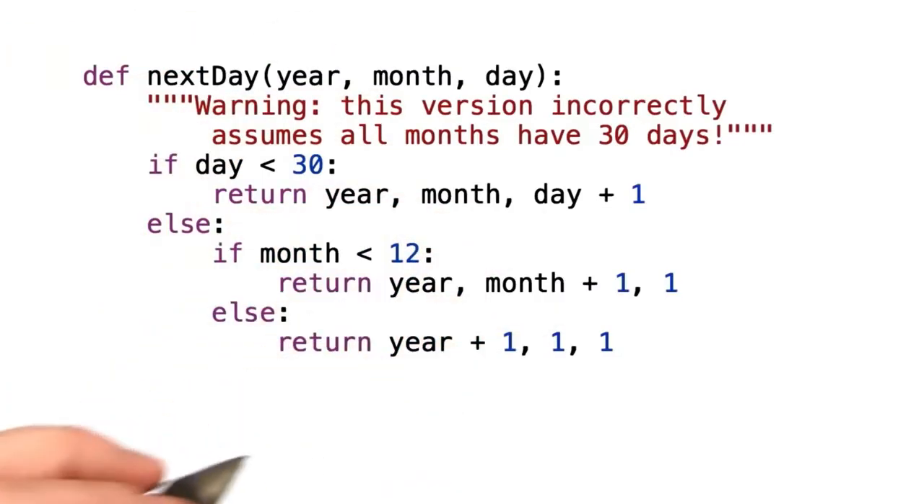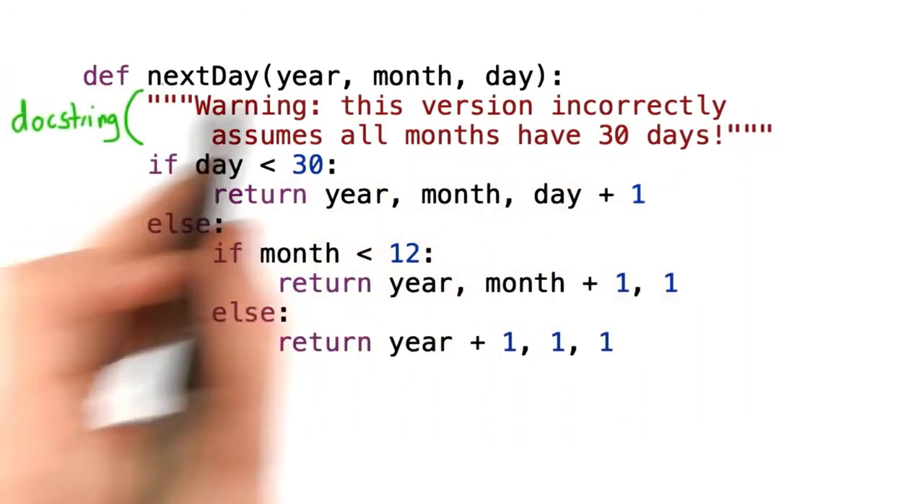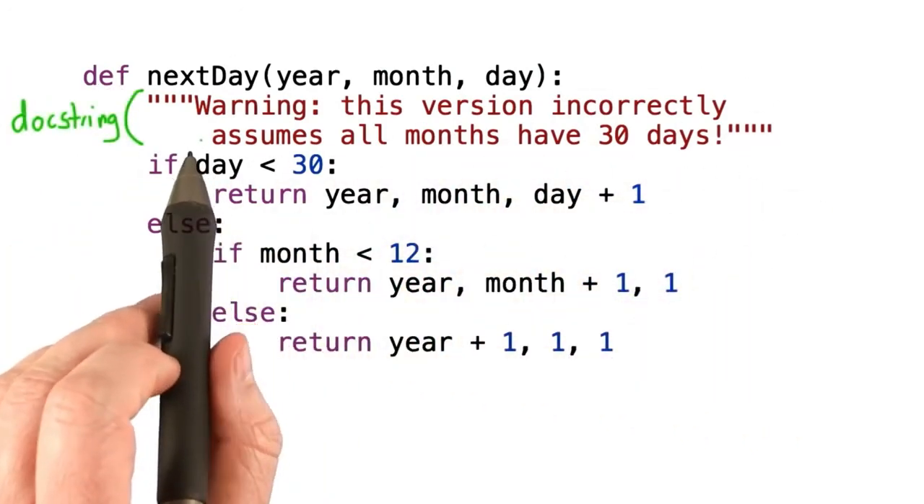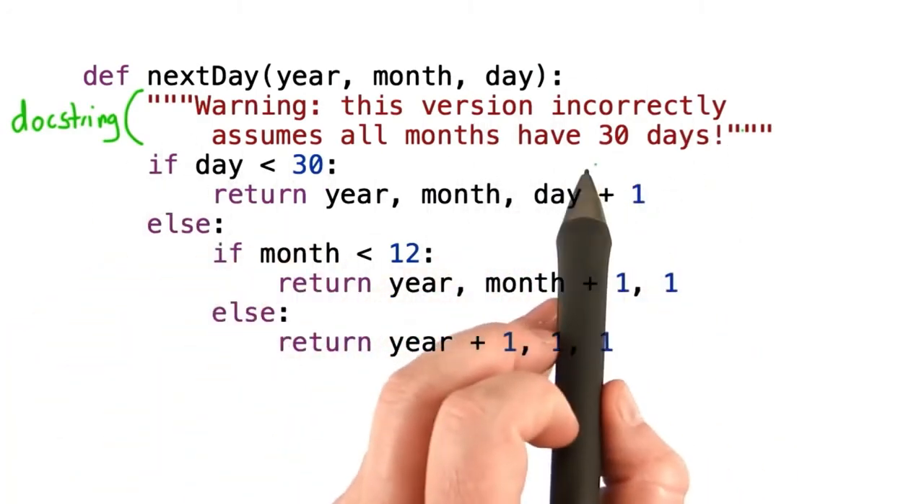So here's my solution to implementing next day. And you'll note that I start with a docstring. This is treated as a special comment by most Python systems. And I've put in this warning to make sure that people realize this implementation is not actually correct.